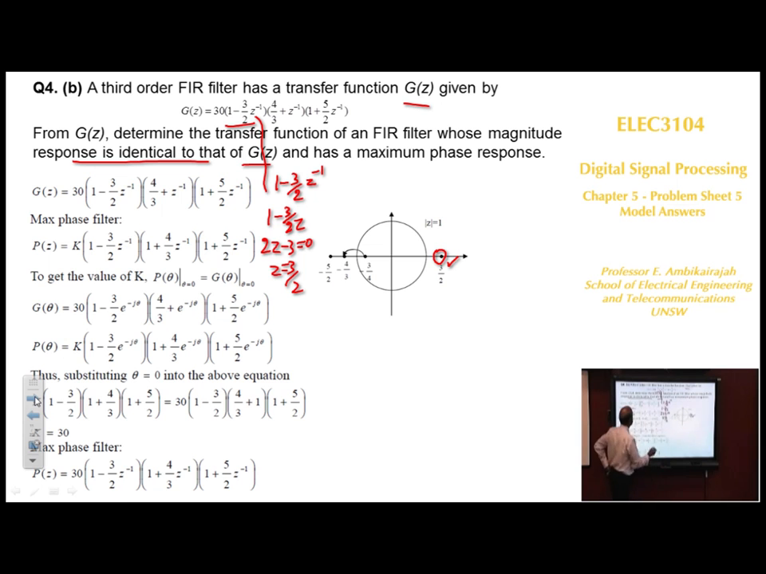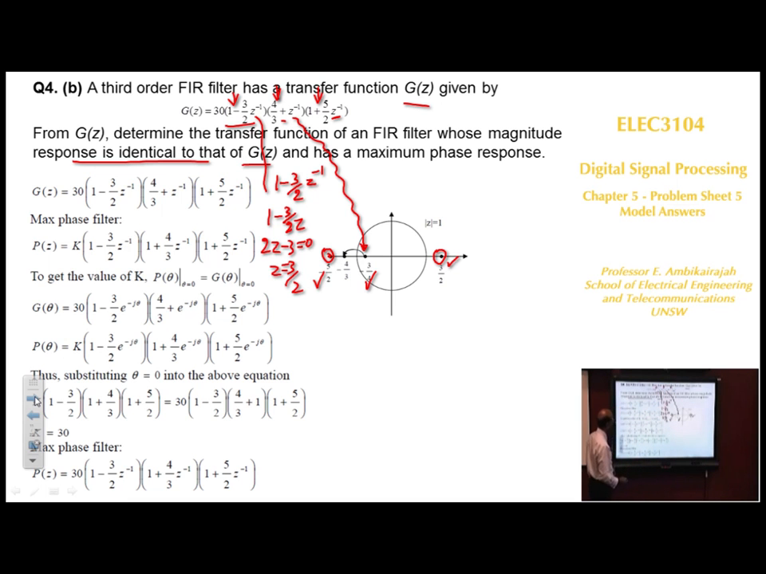Similarly, you do the next one. That will be z is equal to minus 3 over 4. This one will give you that, so that's inside the unit circle. And this one will give you z is equal to minus 5 over 2. Minus 5 over 2 is here. That's already outside, so you know that, and that's all three given, because they belong to this one, then this one, and then this one.